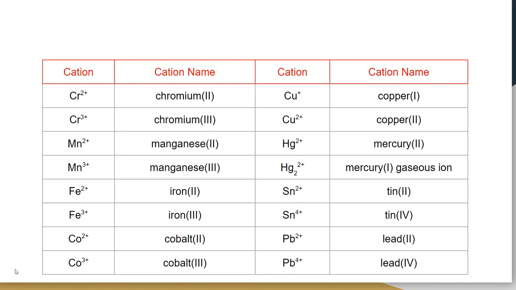Mercury (I) is a gaseous ion, you don't see a whole lot, so you may run into it once in a while. Tin has 2 possible ones, tin (II) with a positive 2 charge, tin (IV) with a positive 4 charge. You run into lead a fair amount, lead (II) with a positive 2 charge, and lead (IV) with a positive 4 charge.